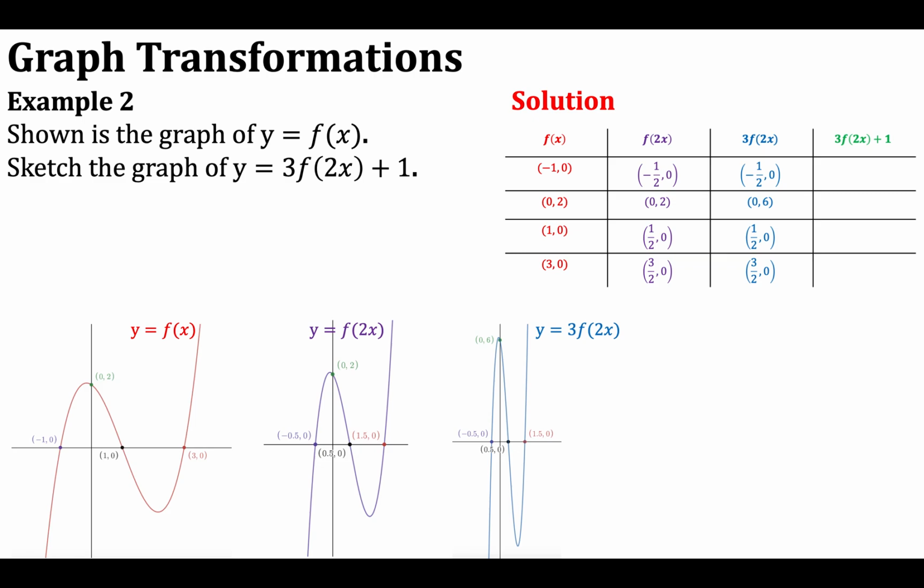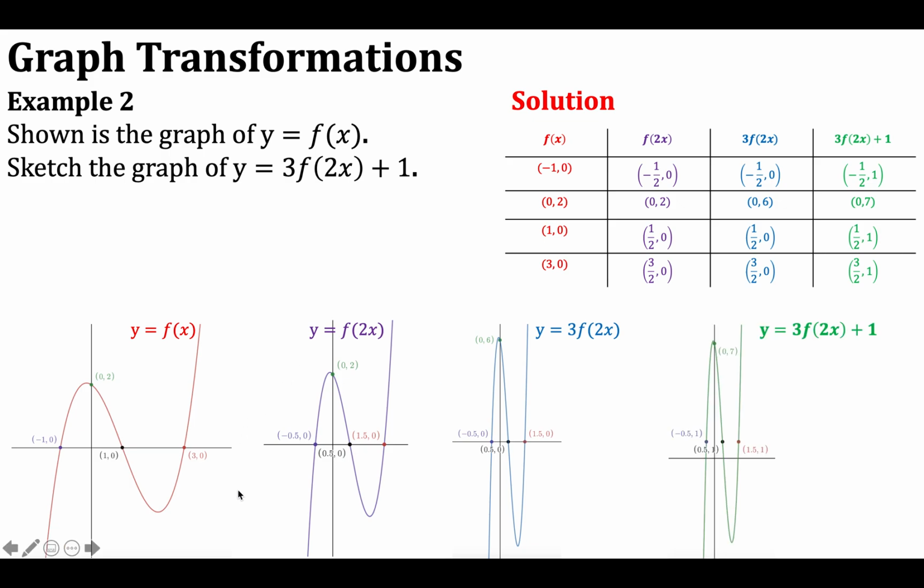So I'm adding 1 onto each of my y ordinates, so I'm going to get negative a half, 1; 0, 7; a half, 1; and 3 over 2, 1. And plotting those points, the graph hasn't been reflected or anything, so it still has that same shape where it's increasing, has a turning point, and then decreasing, turning point, increasing again. And the same thing is happening there with the final answer. So just now would be a good time to pause the video before the screen goes blank and take this example down in your notes as well.